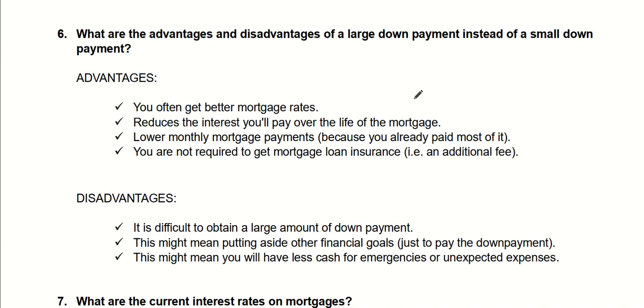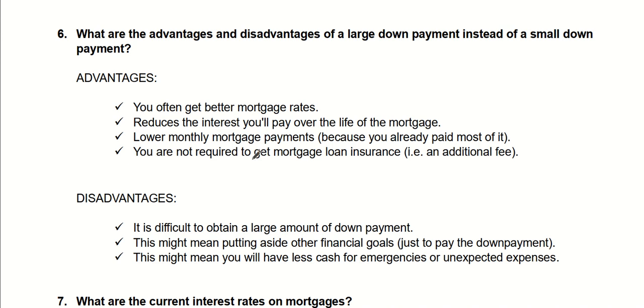Because if you think about it, if you do a huge down payment, you pay most of the property. Well, then you have fewer payments. If you have fewer payments, you have less interest. So you reduce the interest if you have larger down payments. Also, lower monthly mortgage payments. That's true because again, if most of it's paid off, then you don't have to pay much every month just to pay off the rest.